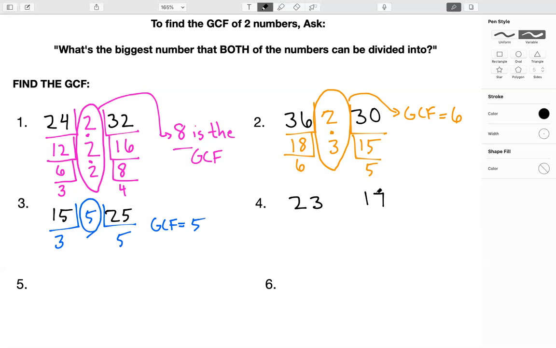Think about this one for a second. Try and do it on your own. Assuming you've tried it, you may be like, I don't understand exactly how to do this because 23 is a prime number and 17 is a prime number. That means it can only be divided by 1 and itself. So how do you do this? Well, since all numbers, no matter what they are, can be divided by 1, then 1 is in fact our GCF. And we're done.